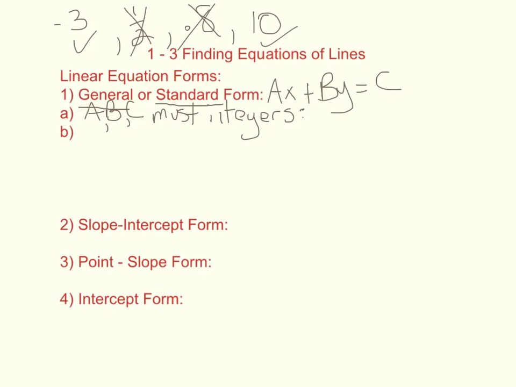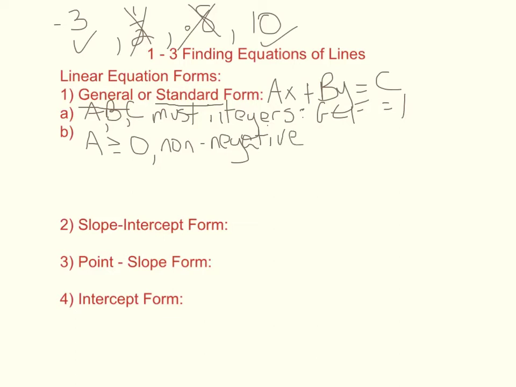All right, so they have to be integers, and their greatest common factor, i.e. their GCF, has to equal 1. And if they have anything bigger than 1 in common, then you're not in standard form. Another thing is A has to be greater than or equal to 0. It must be non-negative. Now, it's allowed to be 0 as long as B is not 0.